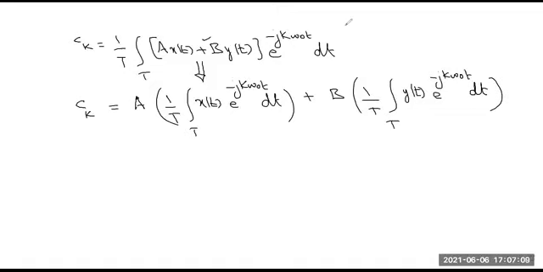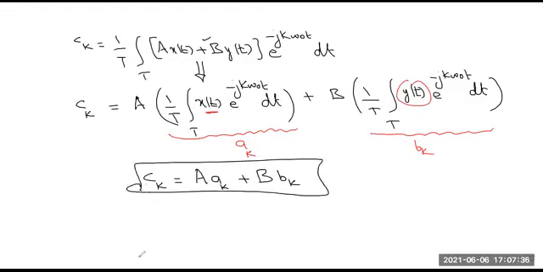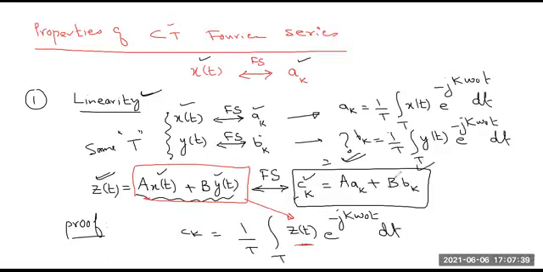And now you can clearly see that this expression is nothing but the Fourier coefficients of the signal x of t, and this is nothing but the Fourier coefficients of y of t, which we represented as b k. What we get is c k is equal to a times a sub k plus b times b sub k. And this was exactly what we were looking for. So you can see that I have proved this property right in front of you.